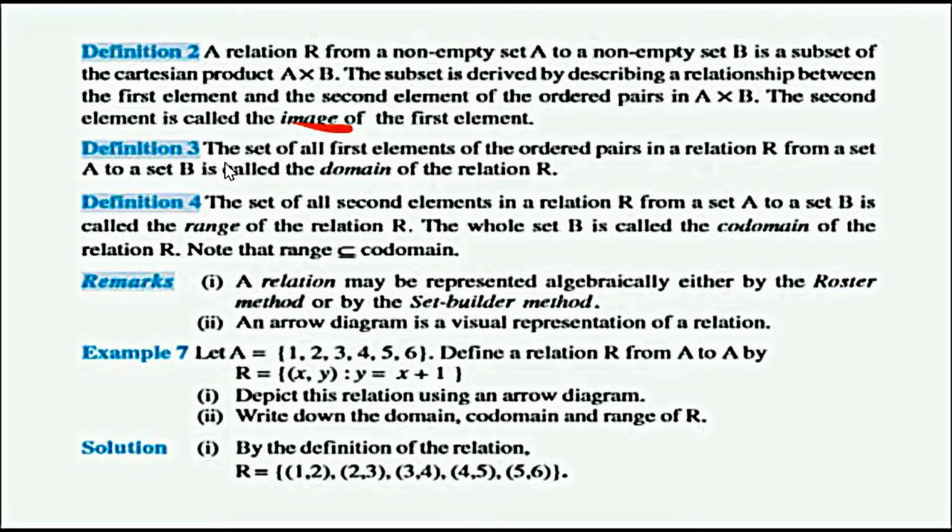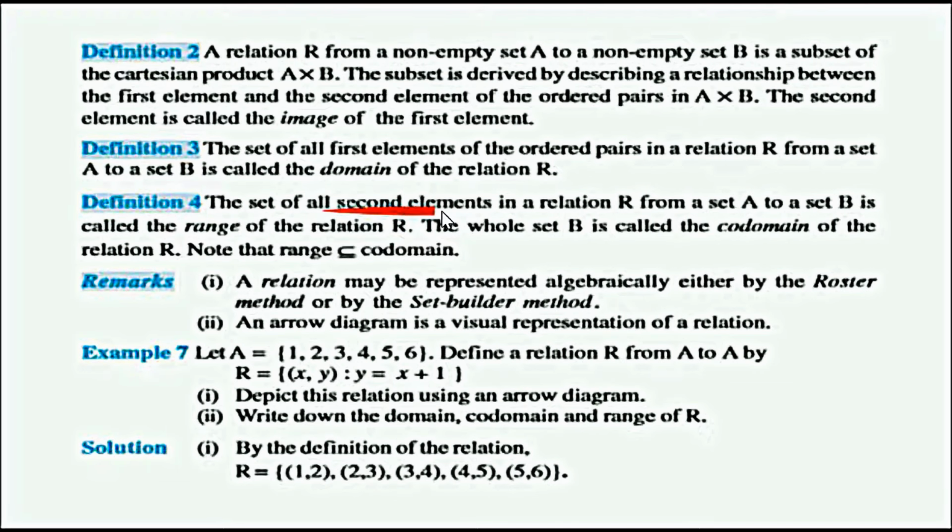I'll tell you about this. Image, domain, I'll tell you about these because they are very important, for those who are preparing for the IITs and entrance exams. This image, domain, range, codomain is very important. So the second definition: the set of all first elements of the ordered pairs in relation R from set A to B is called the domain. We'll see about this. The set of all second elements in the relation R from set A to B is called the range.